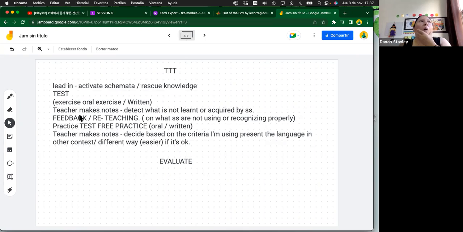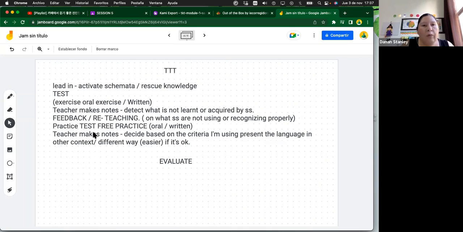For example, it can be a game, tic-tac-toe, with verbs. We are going to test, this week we analyzed present simple, some everyday activities, habits and routines. So as the leading activity, I can play tic-tac-toe or hangman or spelling bee with the verbs. So I'm activating, I'm starting the mental gear in my students.